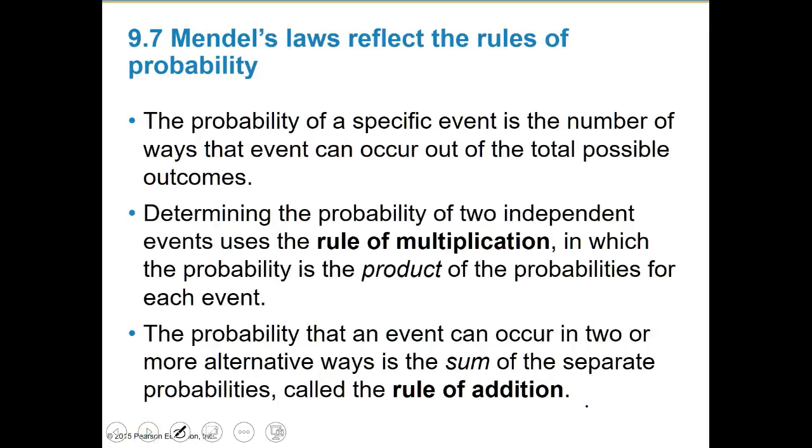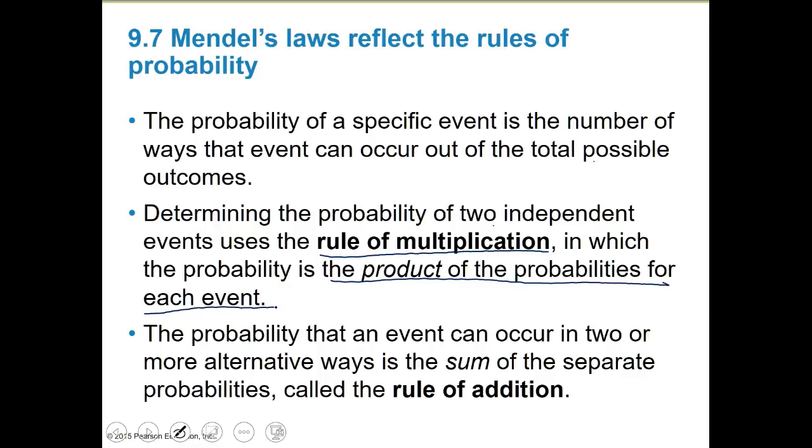So there's some things. Okay, so the probability of a specific event is the number of ways that the event or outcome can occur. So to determine the probability of two independent events, use the rule of multiplication, in which the probability is the product of the two probabilities of each event. Okay.